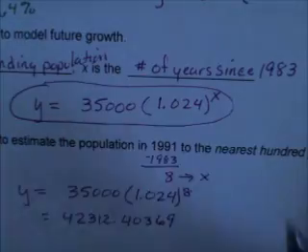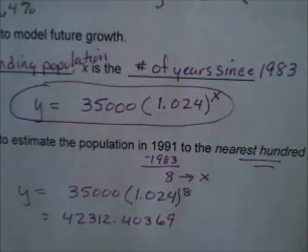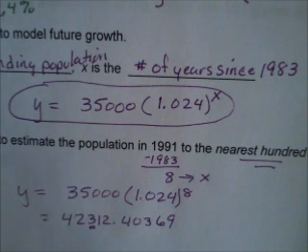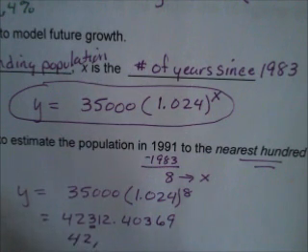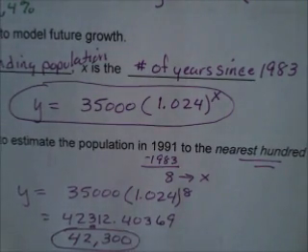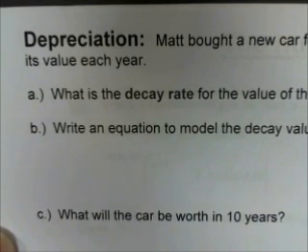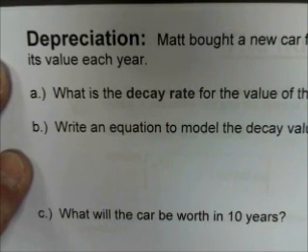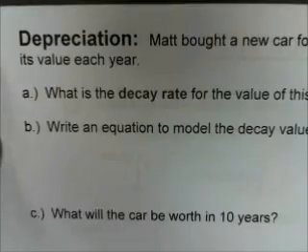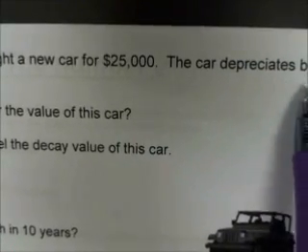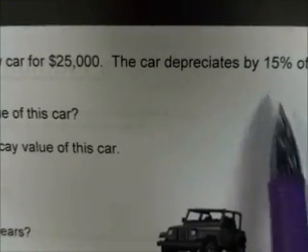And to the nearest 100 people. Well, the 3 is in the hundreds place. So 312 would round to 300. So 42,300. Now on the next page, page 12 of the notes, we have depreciation. When you see or hear the words depreciate, you're also thinking decay. We have Matt bought a new car for $25,000. The car depreciates or decreases by 15% of its value each year.